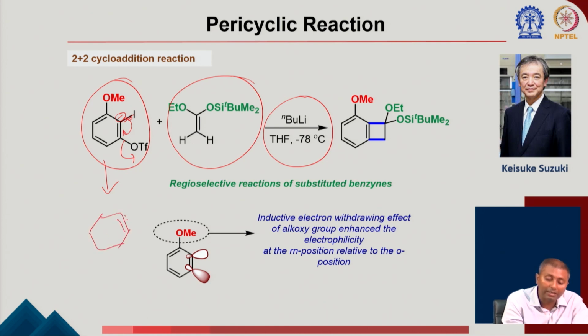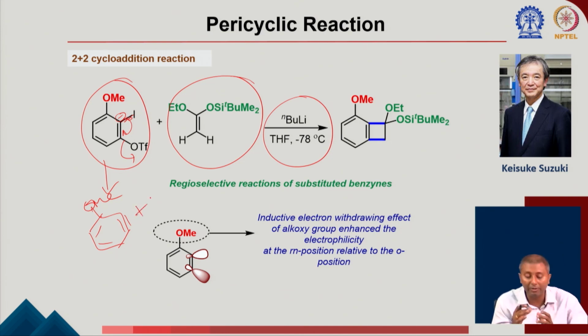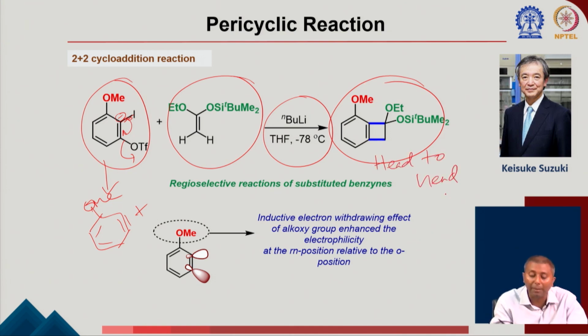So now the question arises: where is the nucleophile going to attack? Because now you have this part, you have a head and you have a tail. So is it going to form the bond head with head, or head with tail? That is the question we have to answer, because the product we are seeing is a head to head product formation. So what is happening here?